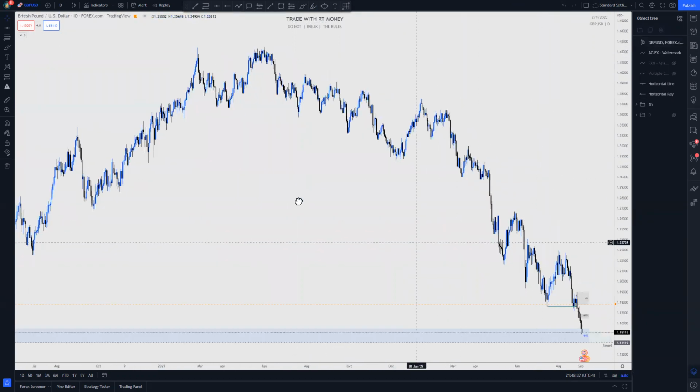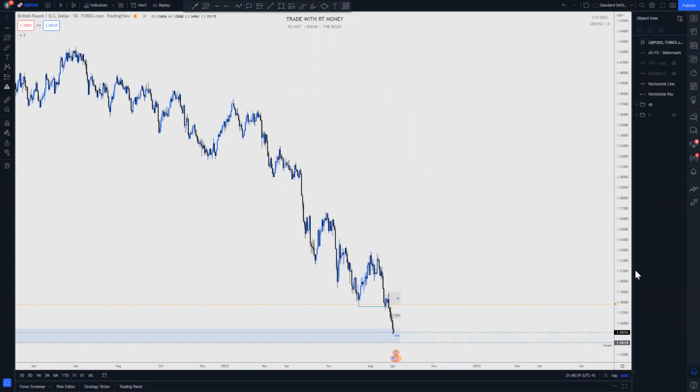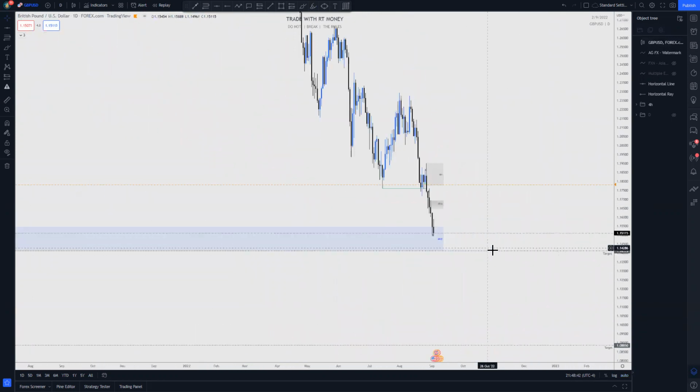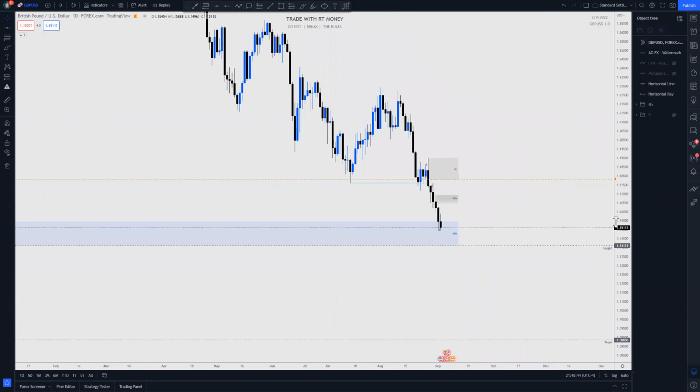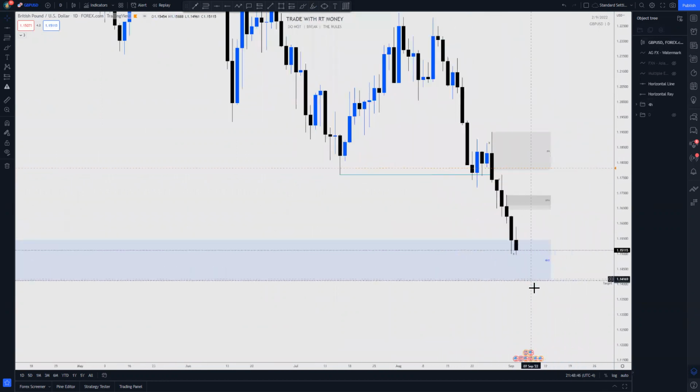I think this is one of my favorite setups going into the next week. I think that we have a high probability of success with it.